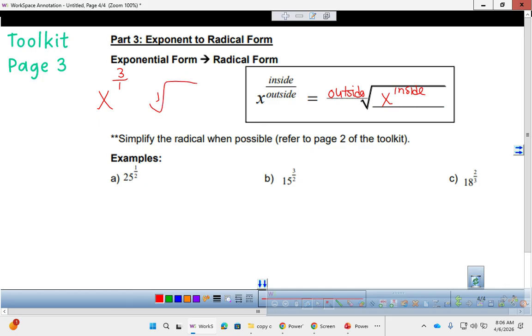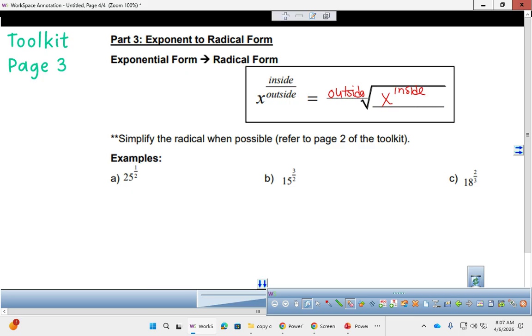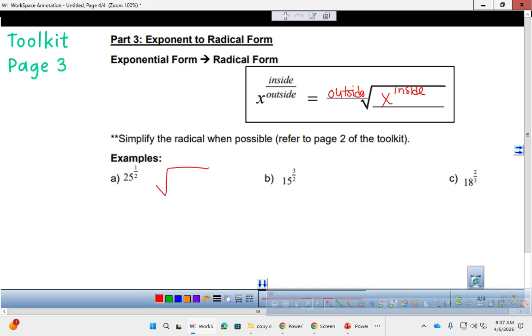I can't write this as a radical, okay? Radical form only happens if your exponent is a fraction. You can't turn a whole number into a fraction in this case. So if I have 25 to the 1/2, the exponent is a fraction. If your exponent is a fraction, then you can write it as a root. The numerator of the fraction is my inside number, and the denominator is my outside number.